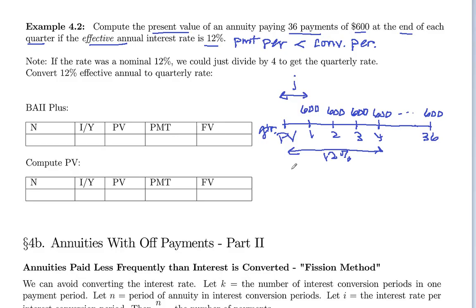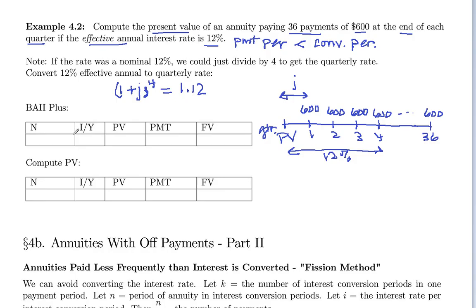So if we were going to use formulas, we could accumulate $1 for 4 quarters. We could do 1 plus j to the 4th, and I'm using j because our i is 12%. That is going to equal the accumulated value for 4 quarters, 1 year, which is 1.12, 1 plus i. And then we could solve for j.